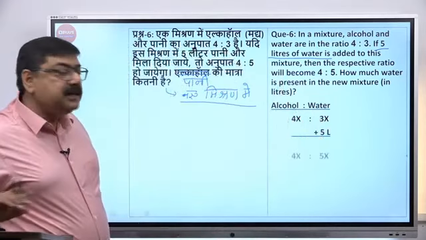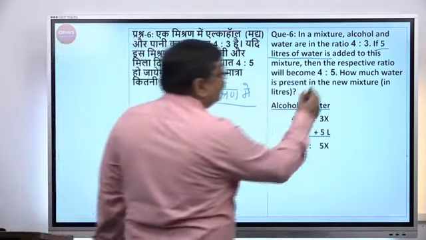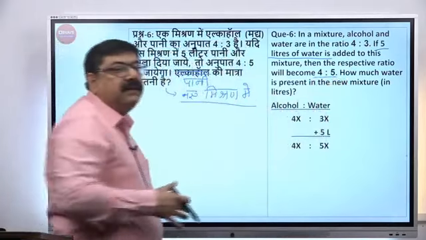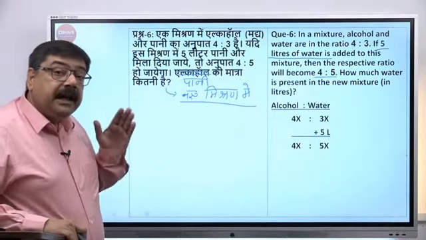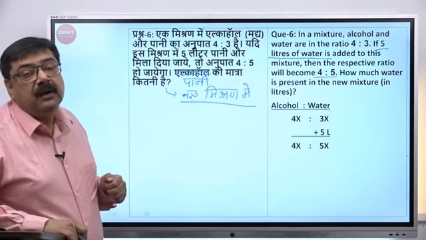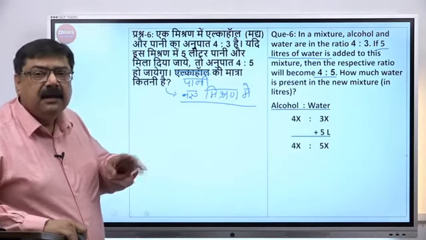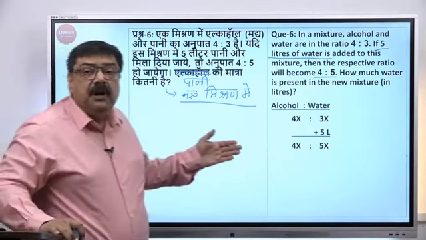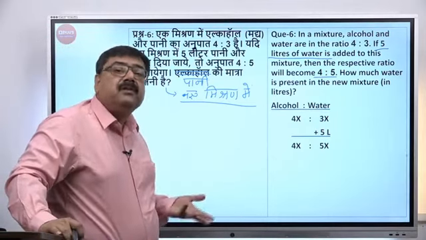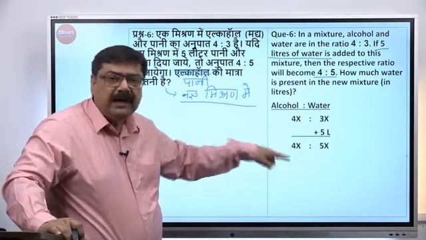And after that, what is happening? It is already told to you that after adding 5 liters of water, the ratio between alcohol and water in the resultant mixture becomes 4:5. Now 4:5 is what again? 4x is to 5x.